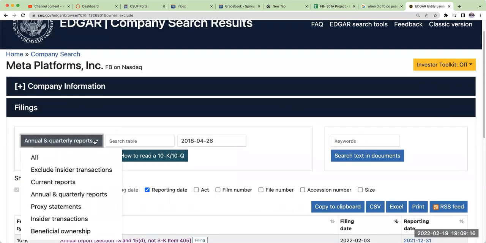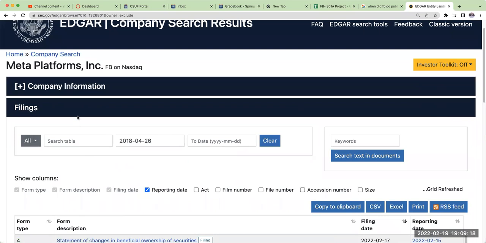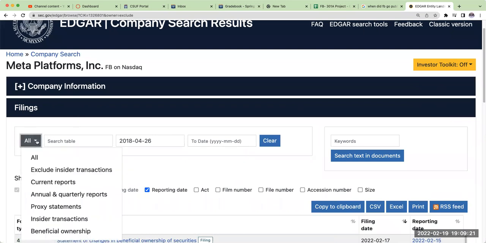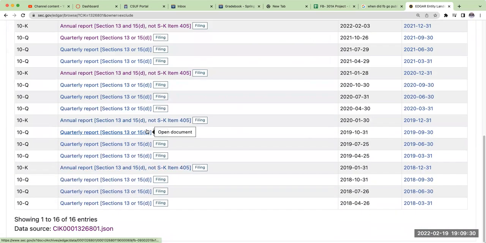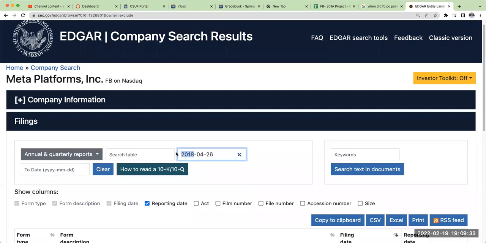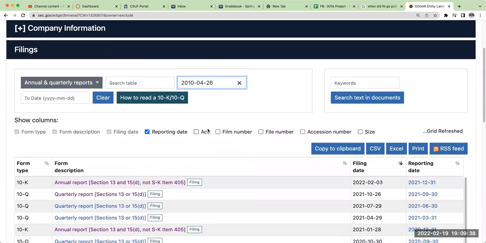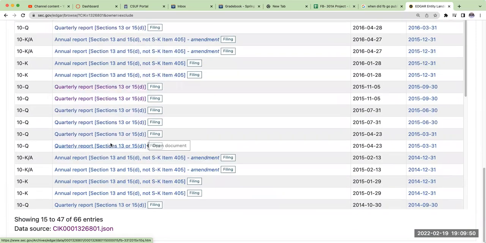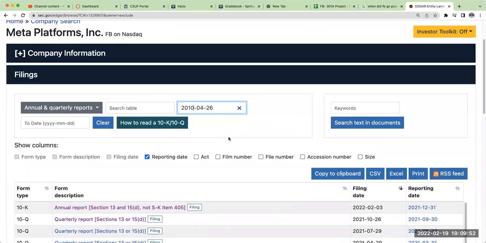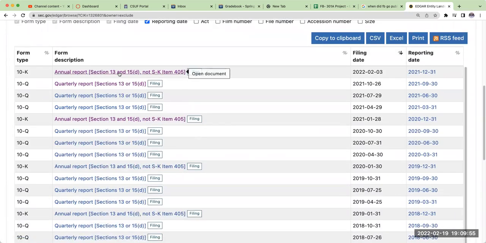The other thing is that when you're looking at the filings, what we're going to be more interested in are the annual and quarterly reports. So we're going to be looking at the annual and quarterly reports. And as we look at this, we need to go back in time, a long time. Let's start with the most recent annual report and work backwards. It's really up to you.